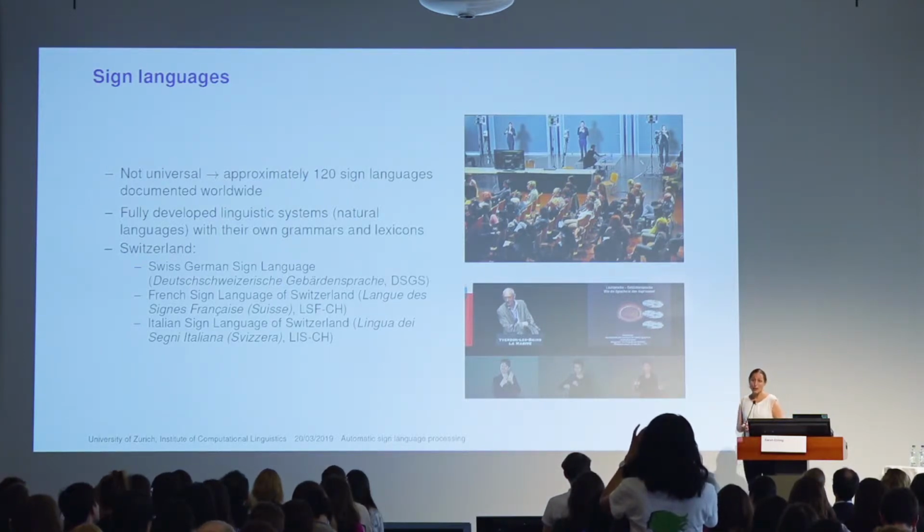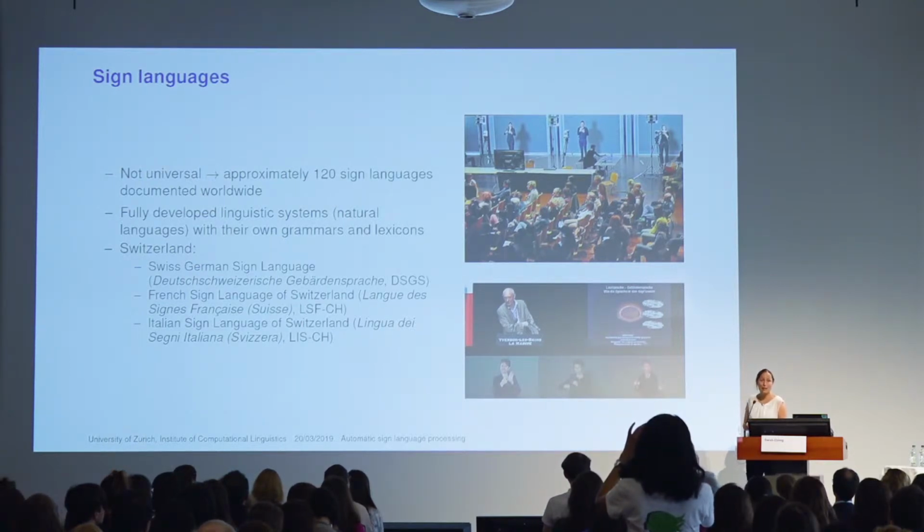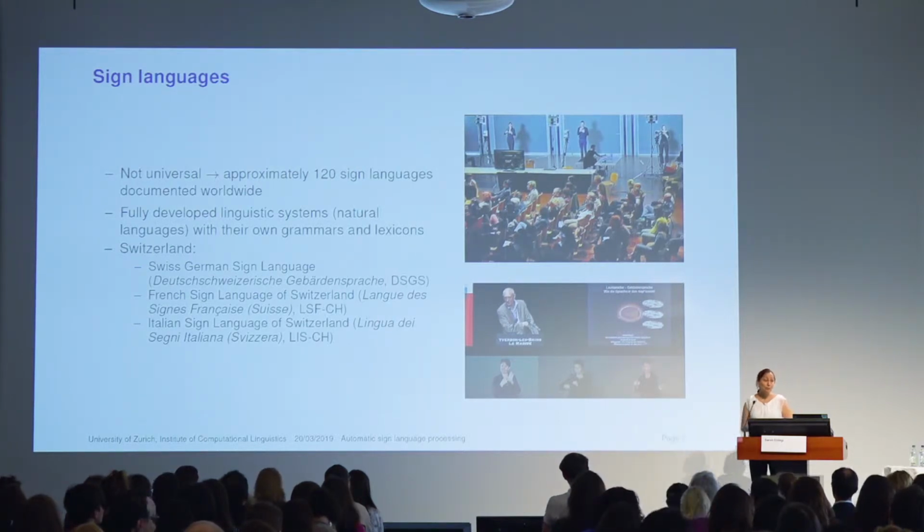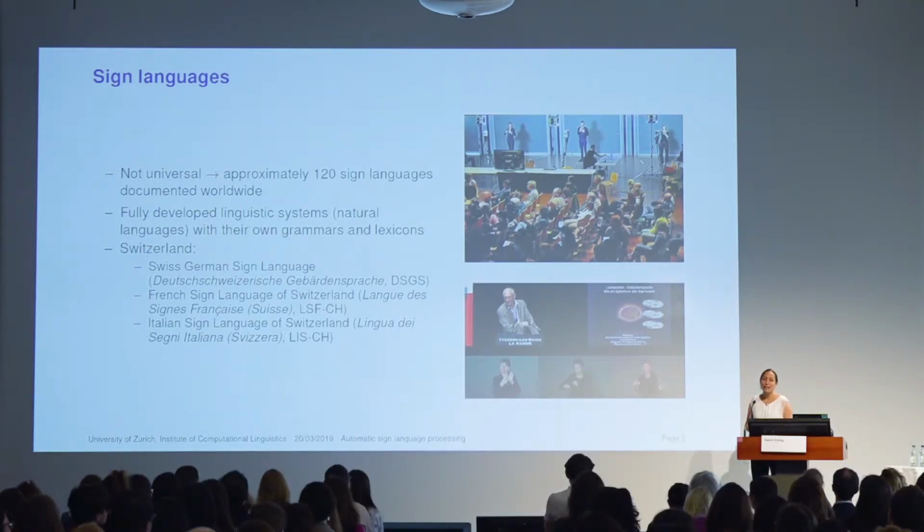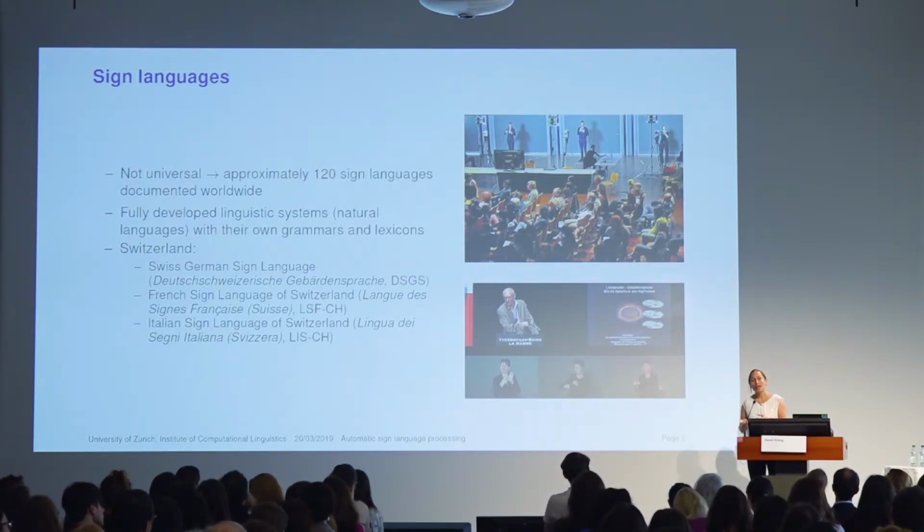In Switzerland, we actually have 3 different sign languages. We have Swiss German Sign Language, which is different from German Sign Language, the way it's used in Germany. We have Swiss French Sign Language, and we have Swiss Italian Sign Language. And those 2 languages are actually believed to be varieties of the sign languages that are used in France and in Italy.